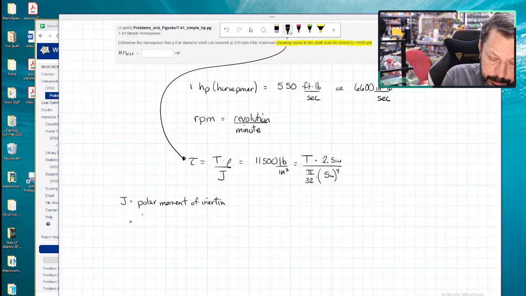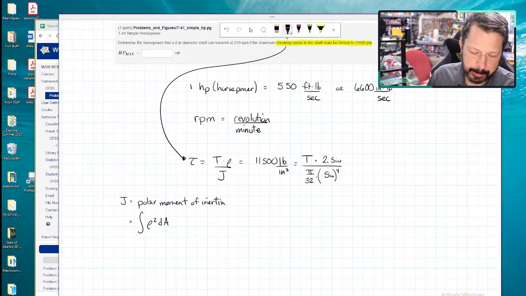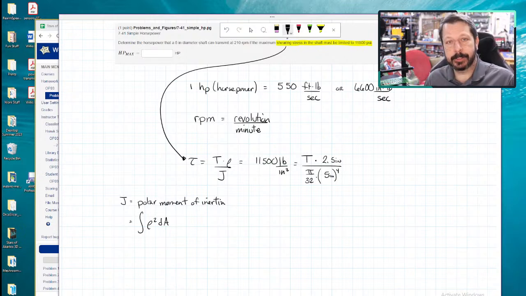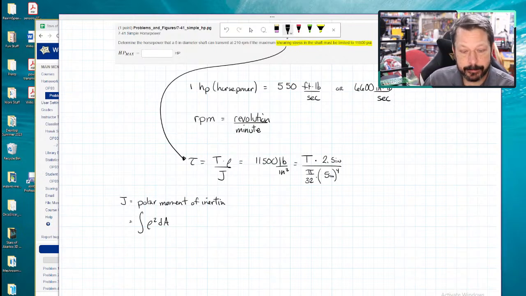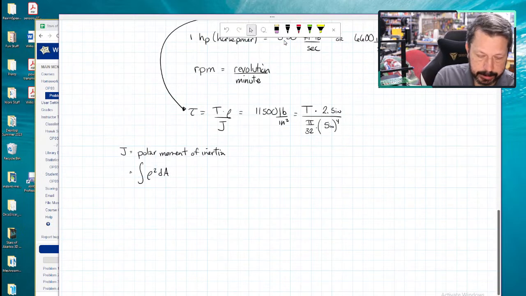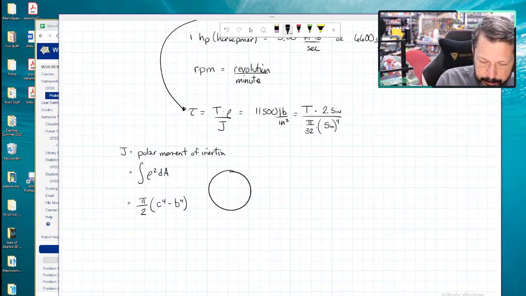That's also equal to the integral of rho squared dA, which is the second moment of area, the second polar moment of area. So you could take your cross section, the circle, and integrate it using the integral of rho squared dA and figure out what J is. We are only dealing with circular shafts, so J is always going to be, for us, pi over 2 times c to the fourth minus b to the fourth. That's for a hollow shaft.